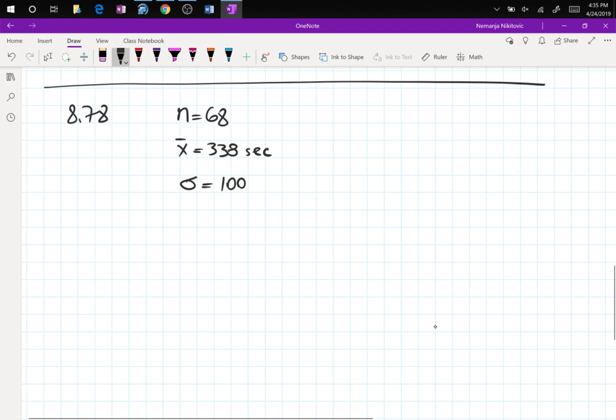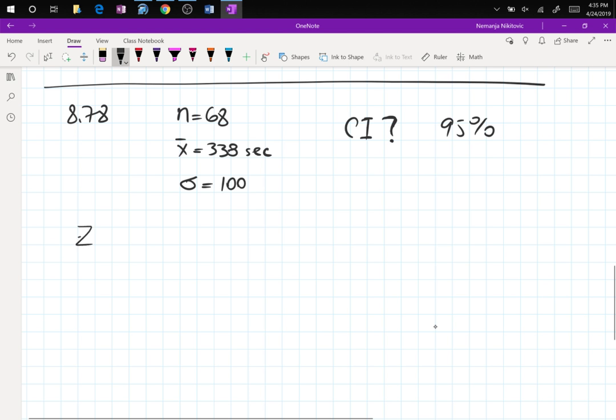Find a 95% confidence interval for the mean duration mu of an American alligator dive. Okay, great. So they're looking for a CI, a confidence interval, and they're looking at 95%. So we get to reuse the numbers from our previous problem. So where do we begin?